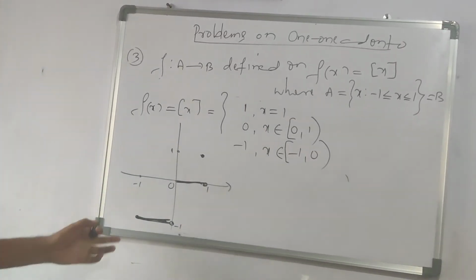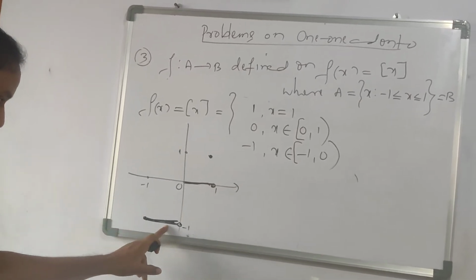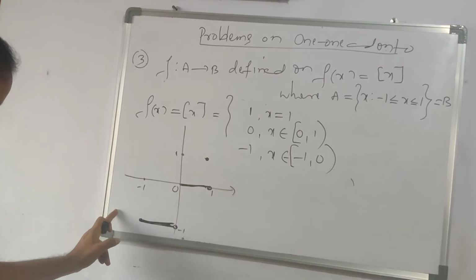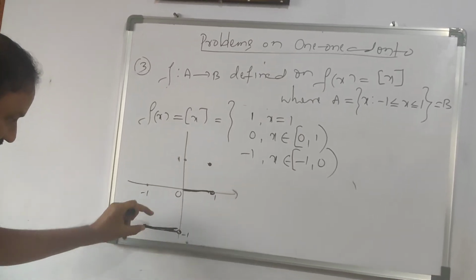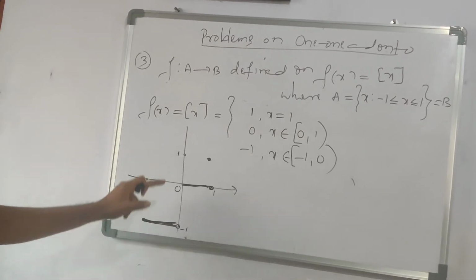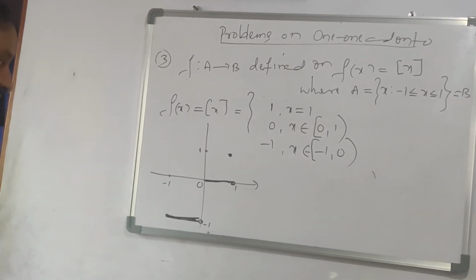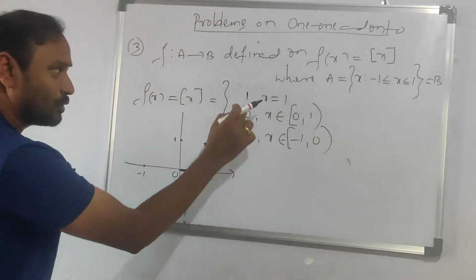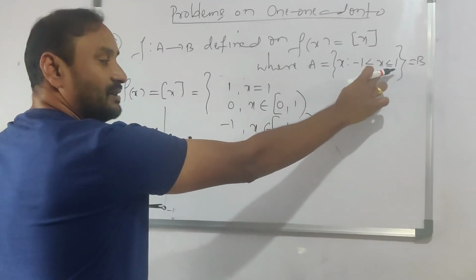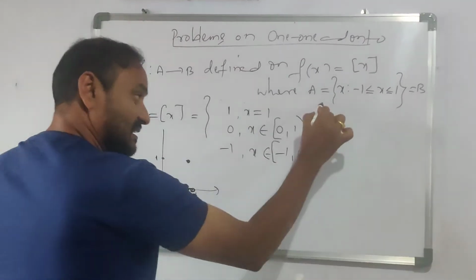So now you observe this. When you take any line parallel to the x-axis on the graph, here so many points exist. That's why the line parallel to the x-axis intersects the graph at more than one point. It is clearly not 1-1. And also you observe that in the range, the outcome values are 1, 0, minus 1. That is not equal to the codomain. That's why this function is not onto. So it is not 1-1, not onto.